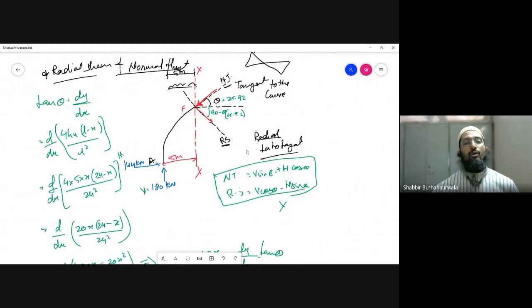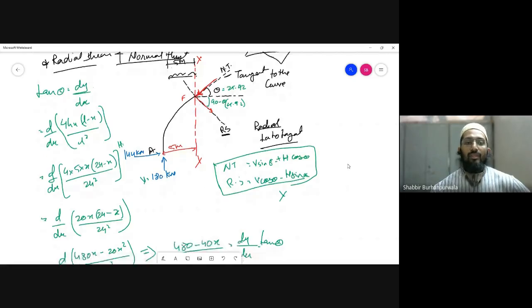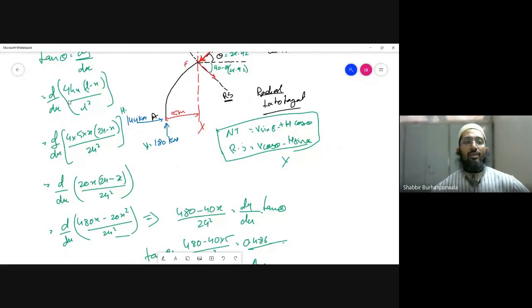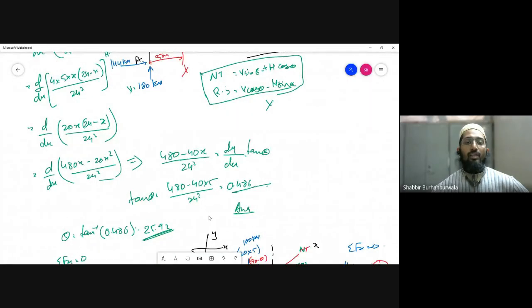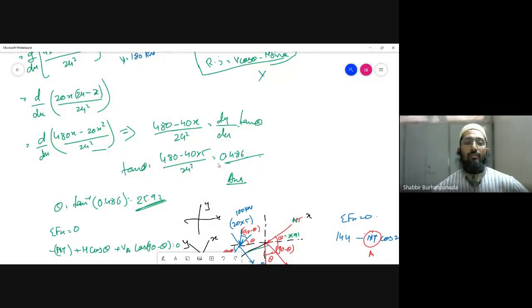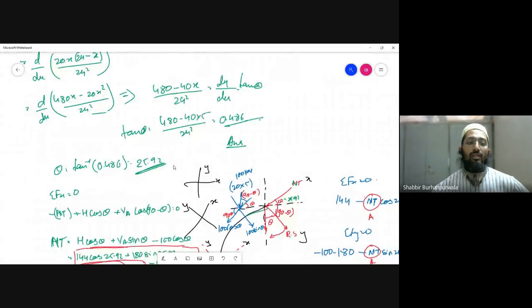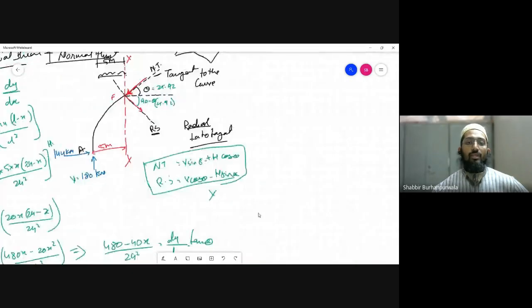We went for the normal thrust and radial shear. Over here we found the angle theta, which is the slope at this particular location for this curved line. We determined it by first taking dy by dx, substituting the value of y, differentiating it with respect to x, then substituting the value of x, and we got the value of tan theta. Then tan inverse gave us the value of theta. So theta was very important for us.